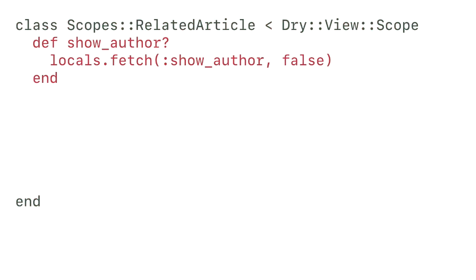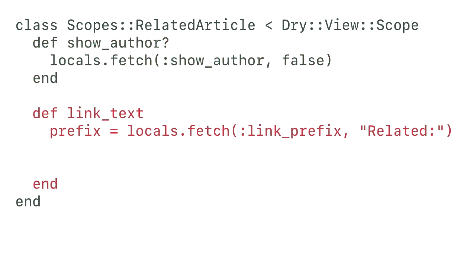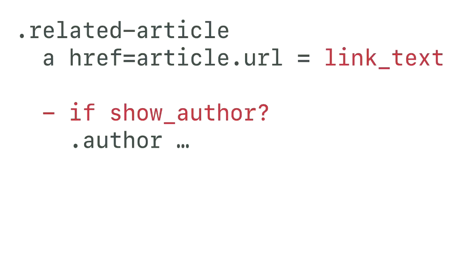And that means we now have a chance to write methods that properly handle a missing local and can provide a default value in its place, like this one here for whether or not to show the author on this related article. And then we can do it again for providing a default for the prefix text that we want to have in the link. And in fact, we can go one step further, combine that prefix with the article's title to give us the text in full. And that means we can remove that founder's code of mine and end up with this much nicer template using the scopes methods to tidy everything up.